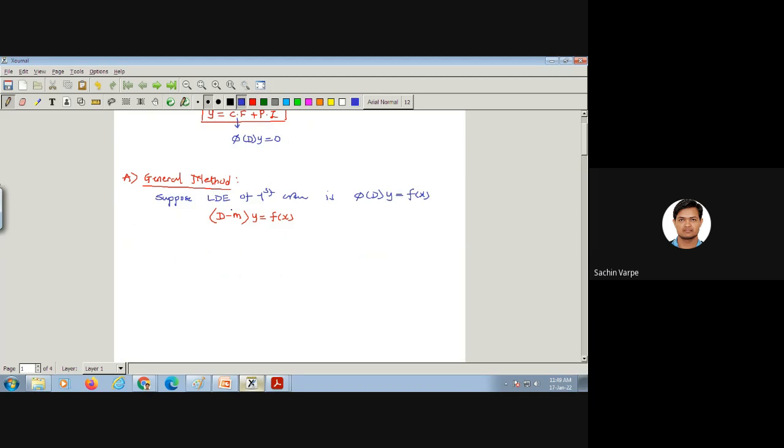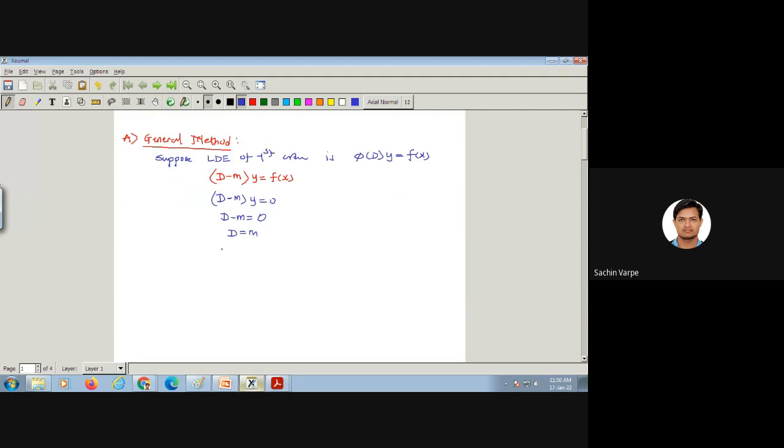So what will be its complementary function then? To find CF, what we do? We consider homogeneous differential equation, that is right hand side to be 0. So we consider its auxiliary equation, D minus m is equal to 0. With this, we will get the root D equal to m. And therefore, the complementary function is CF is equal to C e to the power mx. Yes or no? So this is the complementary function.